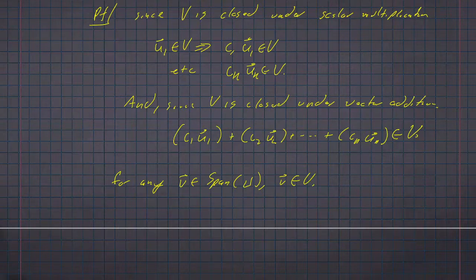Right? For any V in the span of U, that V is also in vector space V because you can choose the way to write it out. And that's the definition of a subset. Everything in span of U is also in V, so span of U is a subset of V.